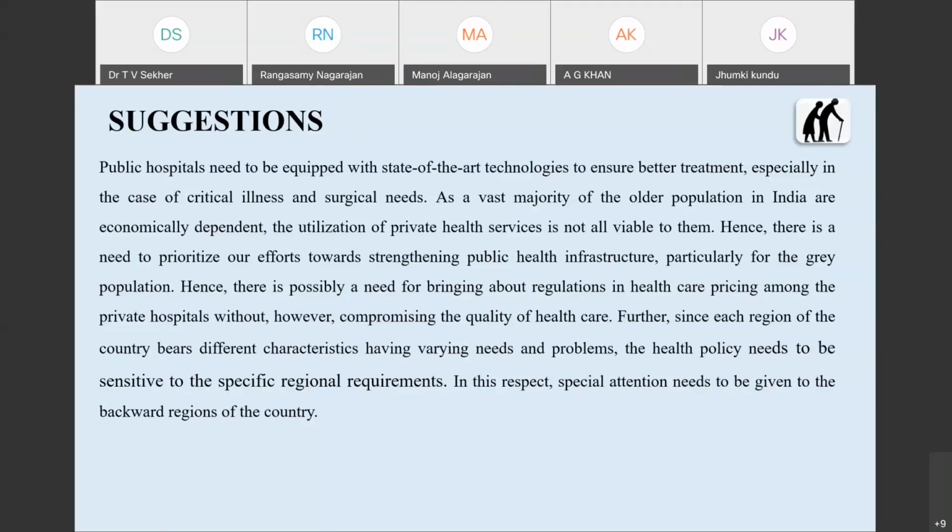So there is a need to prioritize our efforts towards strengthening public health infrastructure. There is possibly a need for bringing about regulation in healthcare spending also. However, without compromising the quality of healthcare, there is a need for specialized focus on the public health sectors across the different regions also. Because our country bears different characteristics, having varying needs and problems, and the choice of healthcare utilization among the elderly varies across the regions also. So the health policies need to be sensitive to specific regional requirements. In this respect, special attention needs to be given to the backward regions of the country, like the Northeast region.